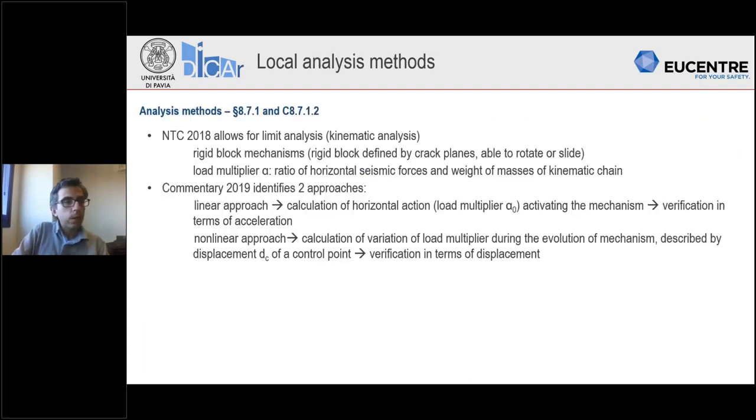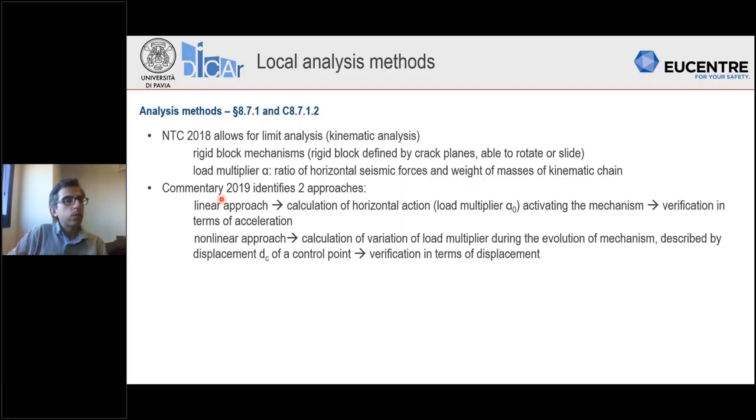Now, the code is allowing for limit analysis, which is called kinematic analysis. That consists in considering a rigid block mechanism where the rigid blocks are defined by crack planes. And it consists in calculating the load multiplier alpha, which is the ratio of the horizontal seismic forces and the weight of the masses of the kinematic chain.